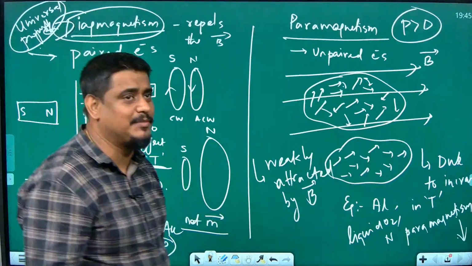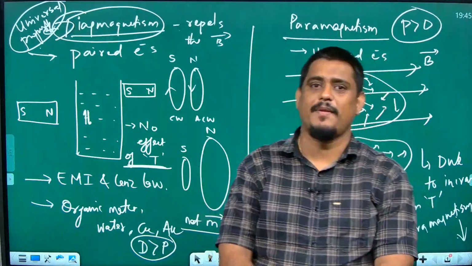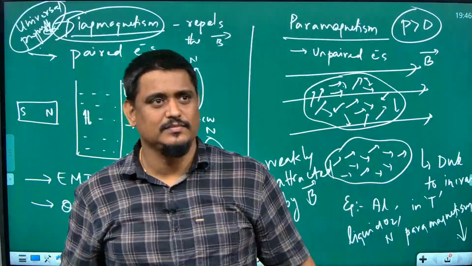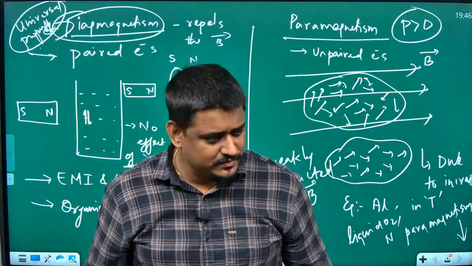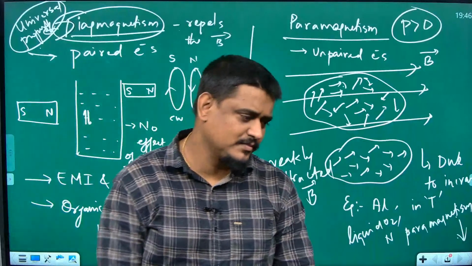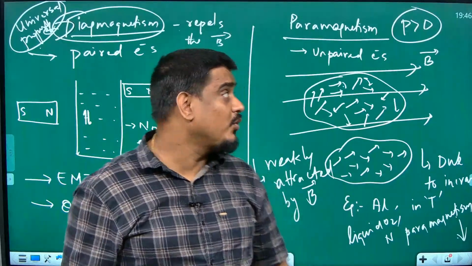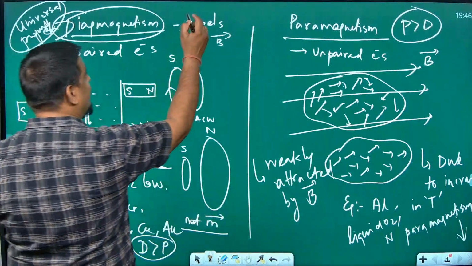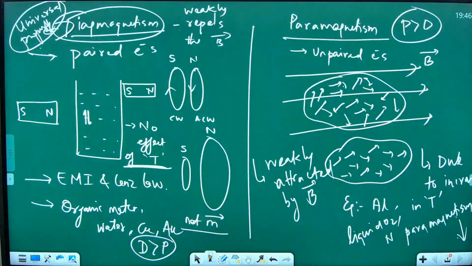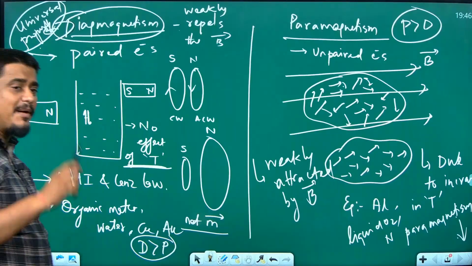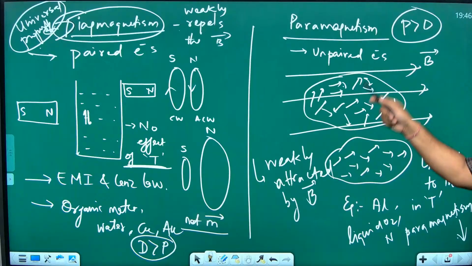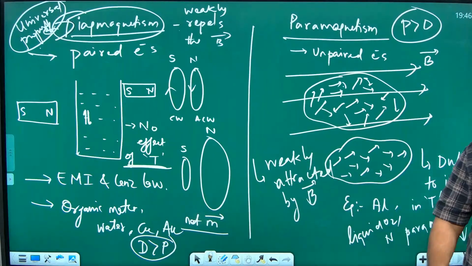Yes, Krishna, tell me something if you are asking. Sir, paramagnetic substances are weakly attracted, no, sir? Yes. Due to diamagnetic properties, are they weakly attracted also? No. I have written here, weakly repels. It repels, but obviously very weakly. Okay, diamagnetism weakly repels the magnetic field. Paramagnetism is weakly attracted by the magnetic field. You can write properly in your notebooks.